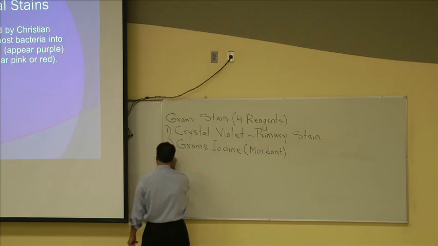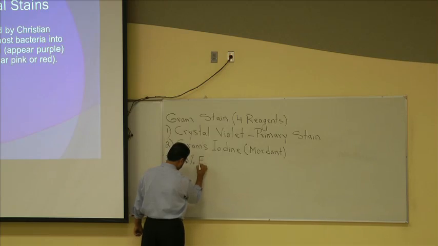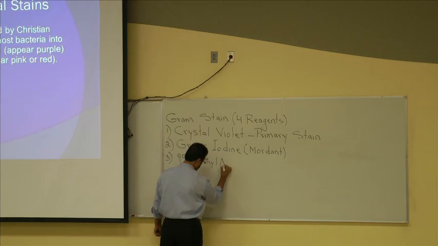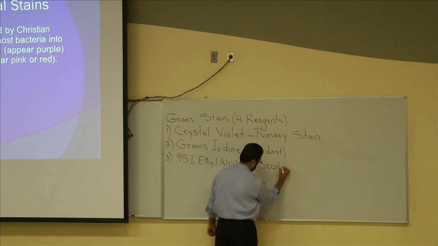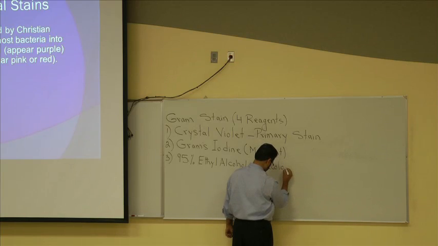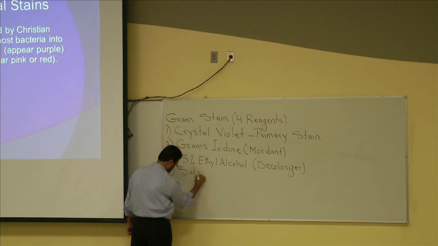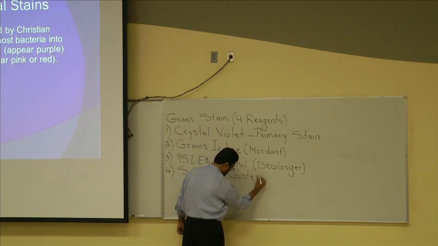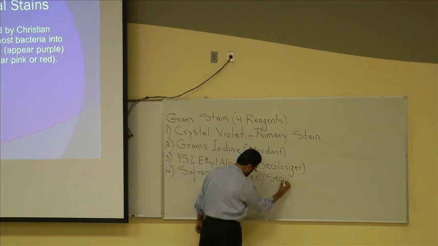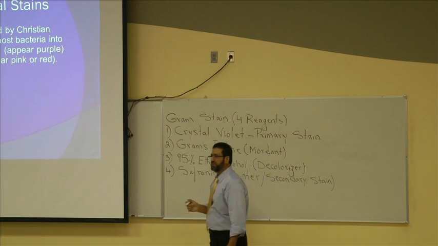Number three is 95% ethyl alcohol. This is the decolorizer. And finally, fourth reagent is your safranin. This is your counter stain, or secondary stain. These are your four reagents.